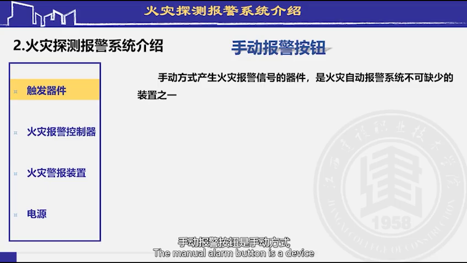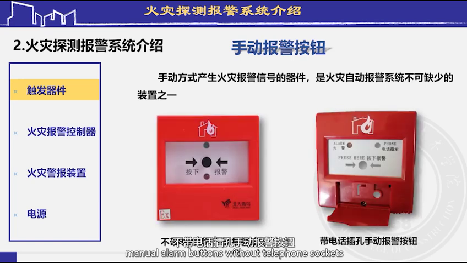The manual alarm button is a device that generates fire alarm signals manually, and is one of the indispensable devices in the automatic fire alarm system. Common types include manual alarm buttons without telephone sockets, and those with telephone sockets. Manual fire alarm buttons with fire telephone sockets can also be connected to the fire dedicated telephone system, making it convenient to contact the fire center.